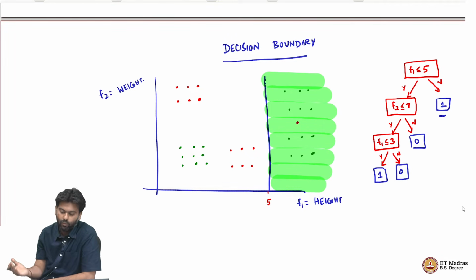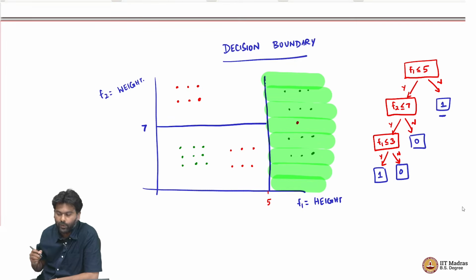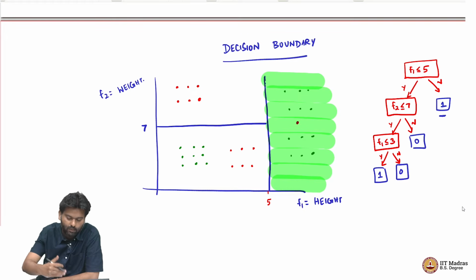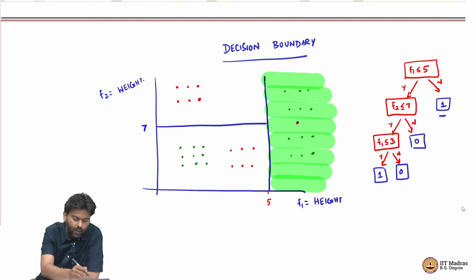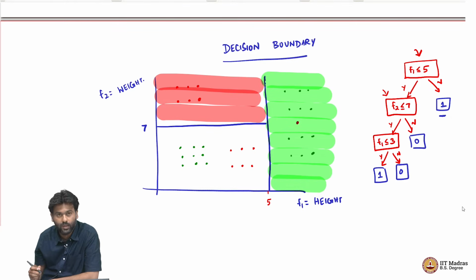Now, if f1 is less than 5, then we look at this data set, perhaps the right question to ask now is f2, the weight feature, is it less than some value 7, maybe 7 is here, right. So, if it is not less than 7, which means if it is greater than 7, then we can perhaps decide that this is the red region, right. So, that is the second question that we are asking. So, we first asked f1 less than 5, then we are asking f2 less than or equal to 7.